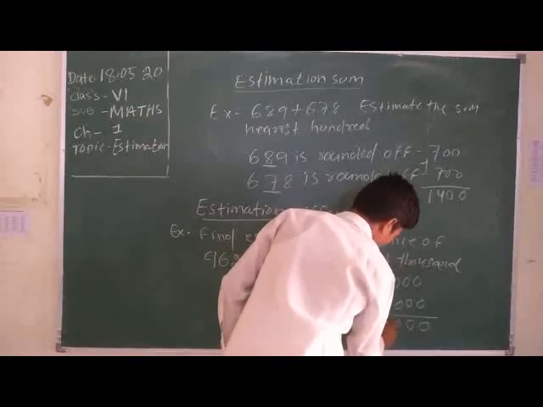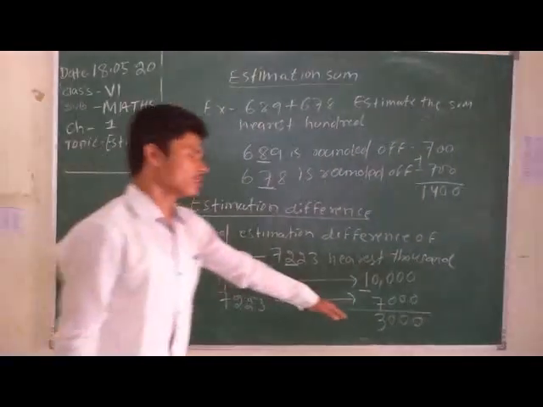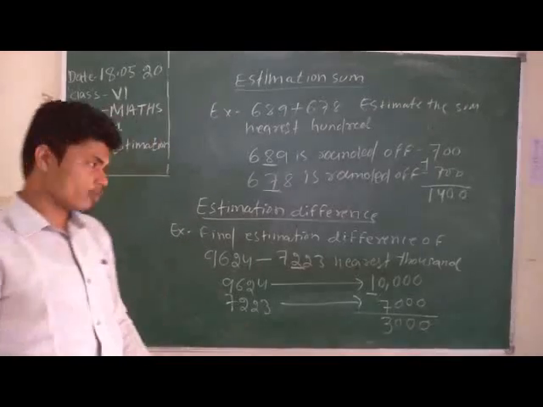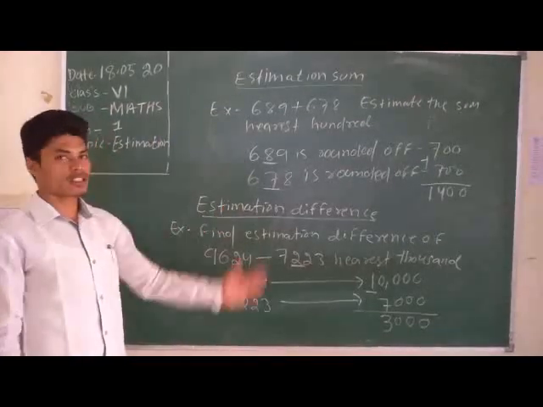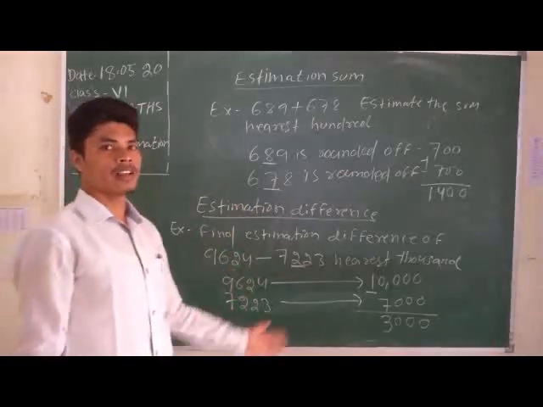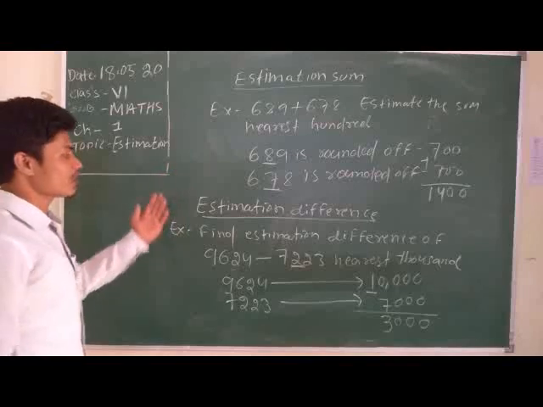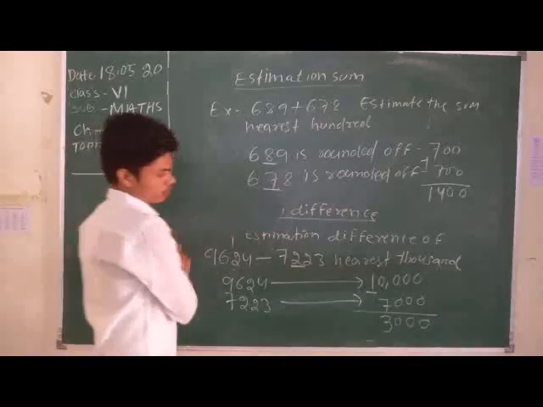And the estimated difference is how much? 3,000. Clear? I hope all of you learn the estimated sum and estimated difference very easily. You can follow the process and do all numbers easily. Now we learn about the estimated product. See the board.